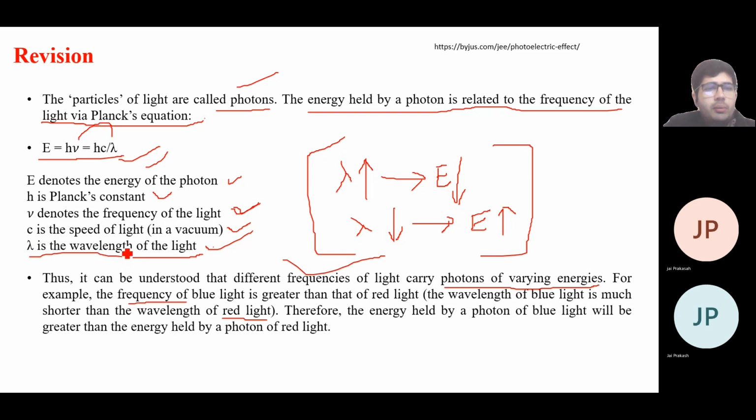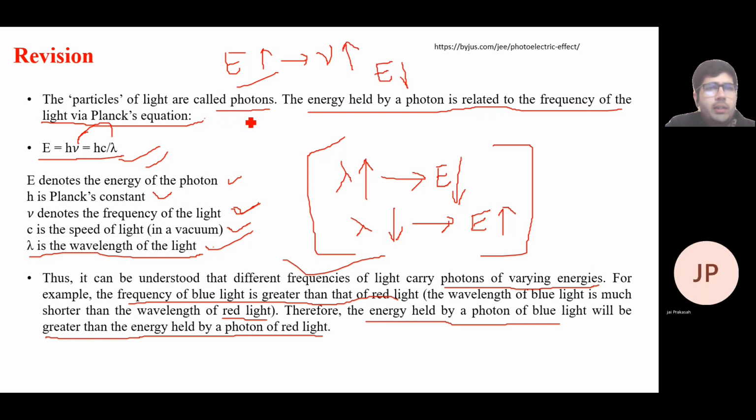The frequency of blue light is greater than that of red light, therefore the energy held by a photon of blue light will be greater than the energy held by a photon of red light. So if the frequency is more, the energy is more, because nu directly indicates the frequency. So E is directly proportional to the frequency. E increases when frequency nu increases.